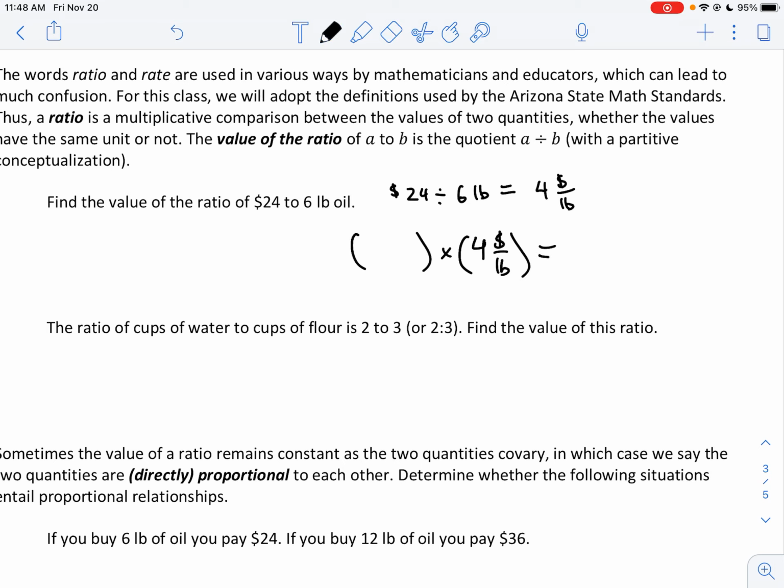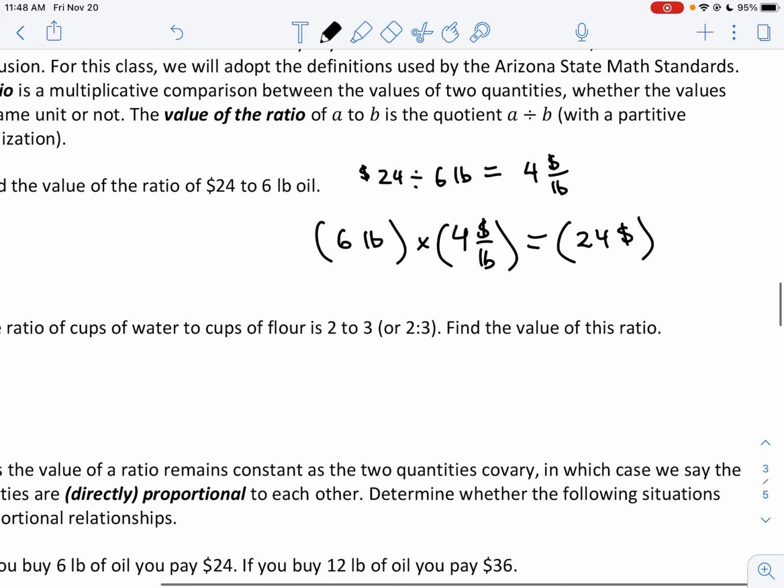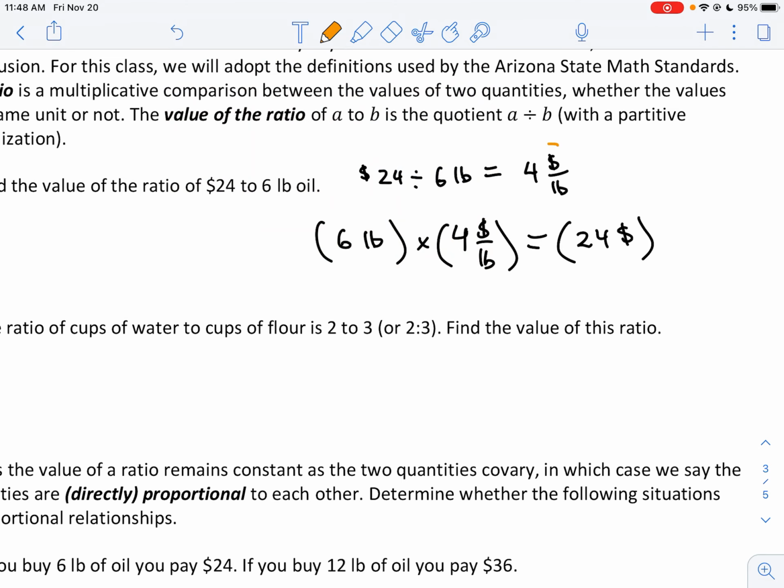Let me make this look a little bit better. Okay, so which number goes in the role of the multiplier is whatever has the unit that matches that denominator unit, pounds. So the multiplier is the 6 pounds, or you can think groups, if you will. 6 groups of $4 equals $24. And here's our multiplicative structure. But notice that the value of the ratio is a multiplicand. This is our answer to the question.